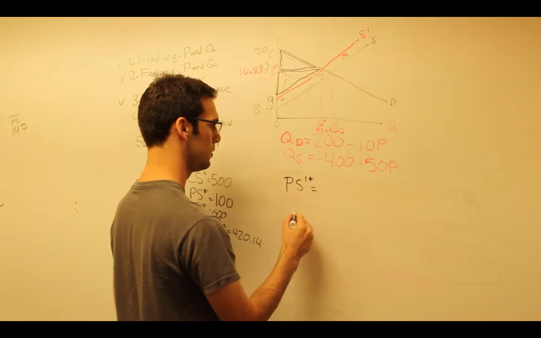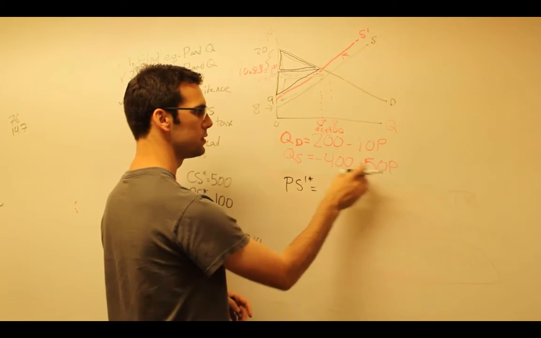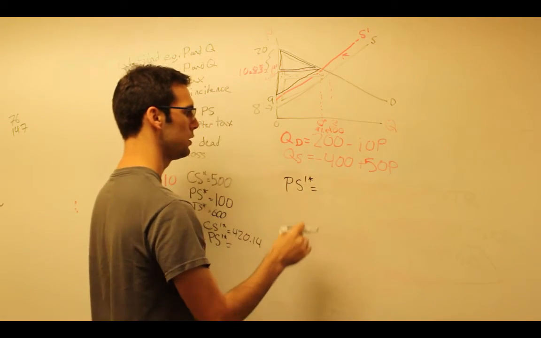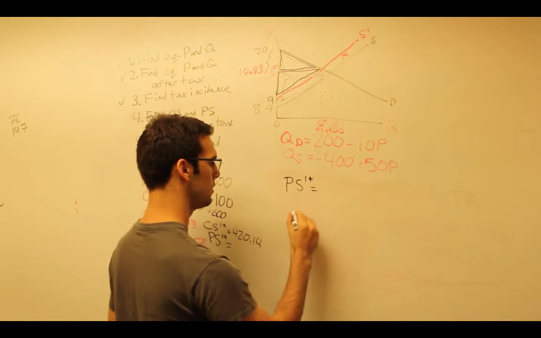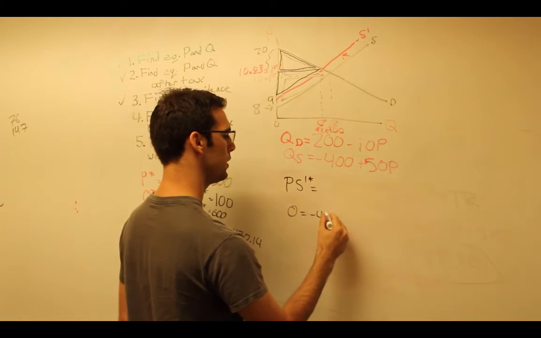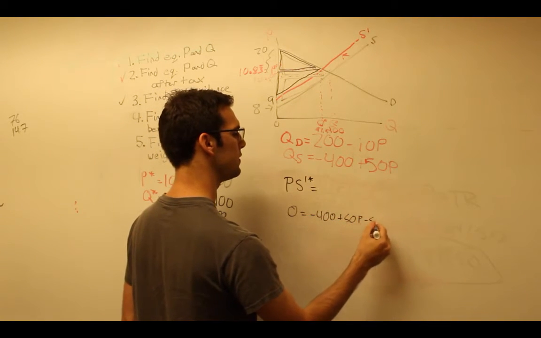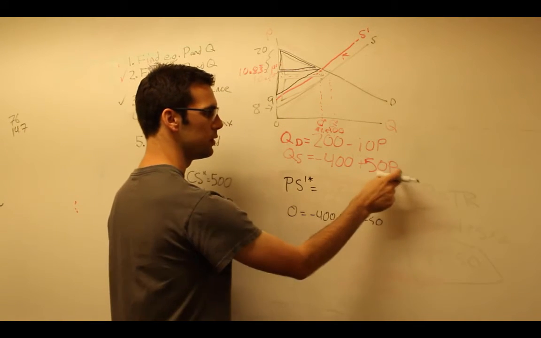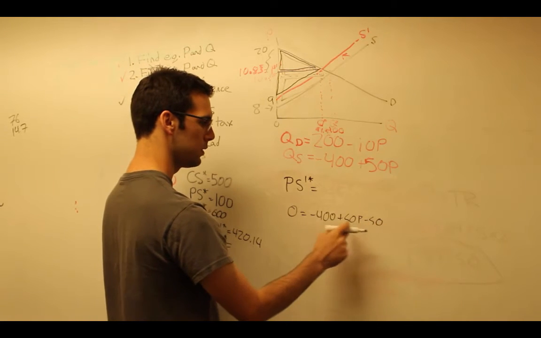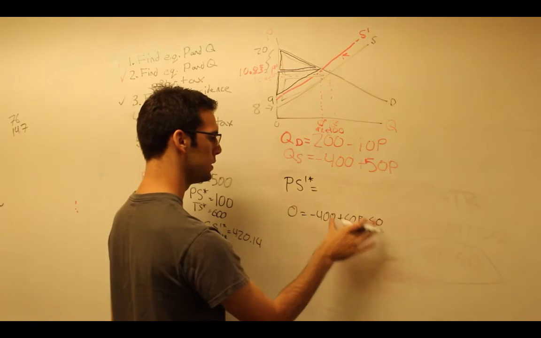So let's do it. QS prime was negative 400 plus 50 times P minus 1. So we can set that equal to 0. 0 equals negative 400 plus 50P minus 50. So if we distribute out the P minus 1, that's what we end up with. So let's go ahead and pull these to the other side.